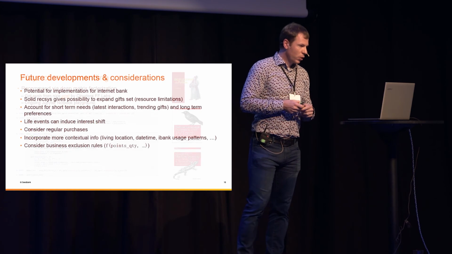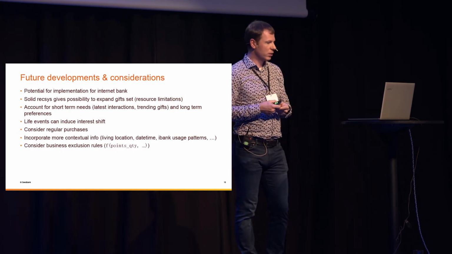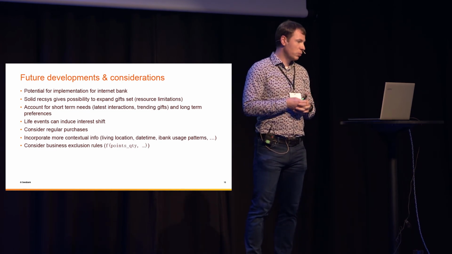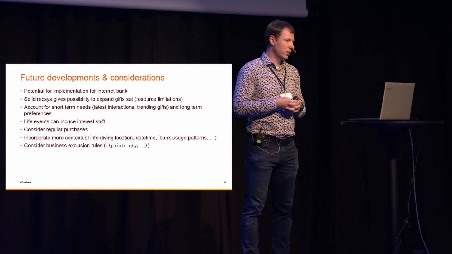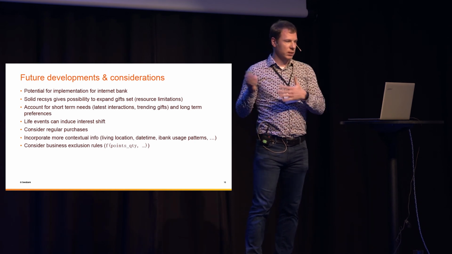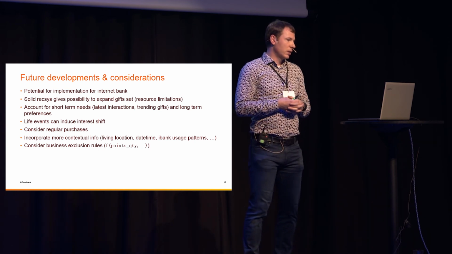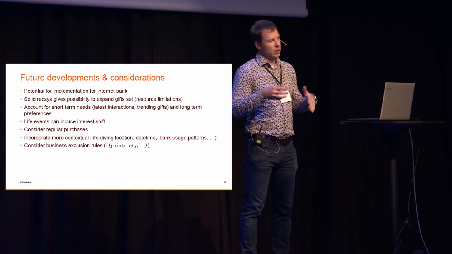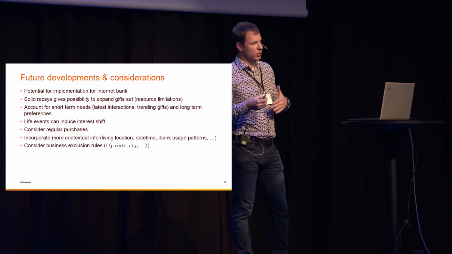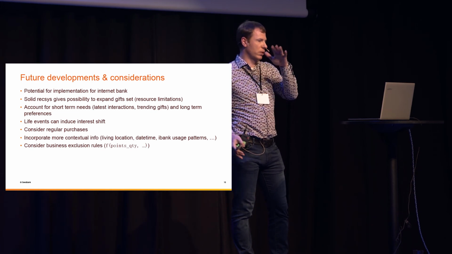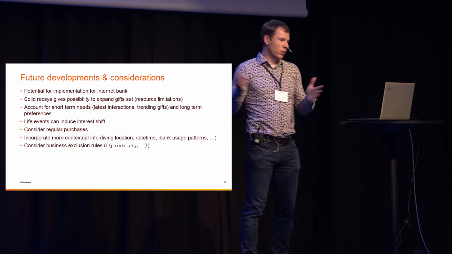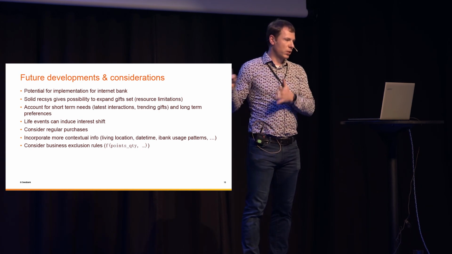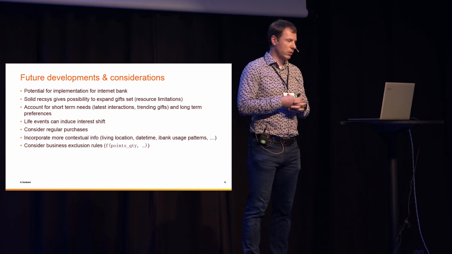So the future developments and considerations which we could discuss and look into are that there is definitely potential if you want to implement it in our internet bank. A solid recommender system, when we have it, also gives the possibility to expand the gift set. For example, when we currently have 300-400, then we could increase it. But of course, there are resource limitations on the other side, that those gifts can be delivered physically, and so on.